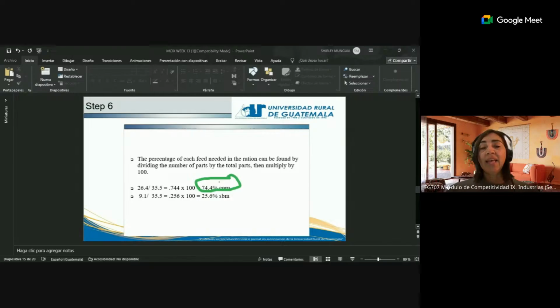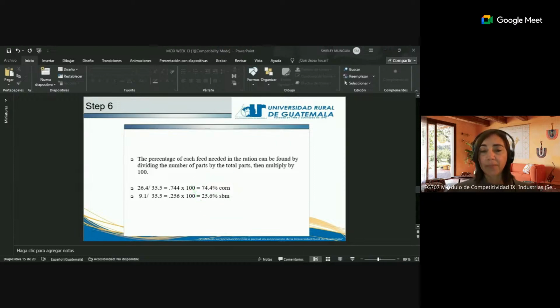So we need 74.4% of corn. And we do the same thing with the soybean. We have the 9.1 divided by 35.5. We have 0.256 per 100. 26.6 is the answer.